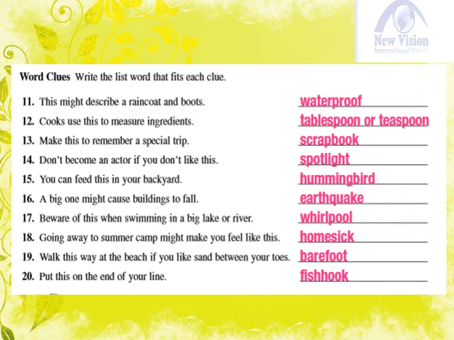Write the least word that fits each clue. Number 11. This might describe a raincoat and boots. Answer: waterproof. Number 12. Cooks use this to measure ingredients. Answer: tablespoon or teaspoon. Number 13. Make this to remember a special trip.